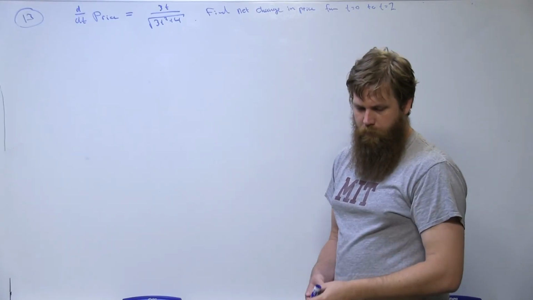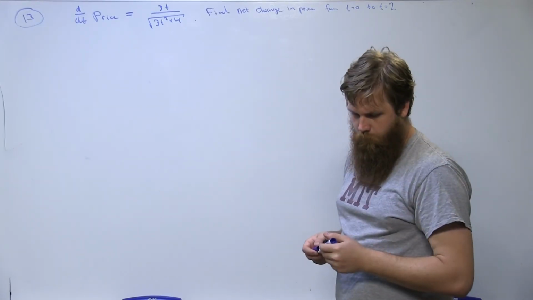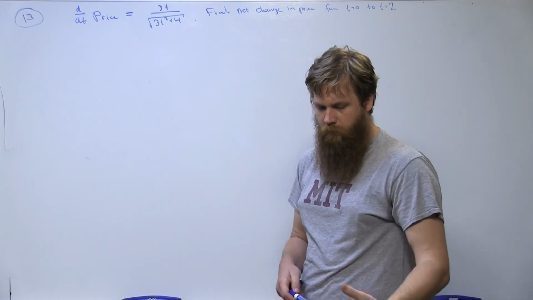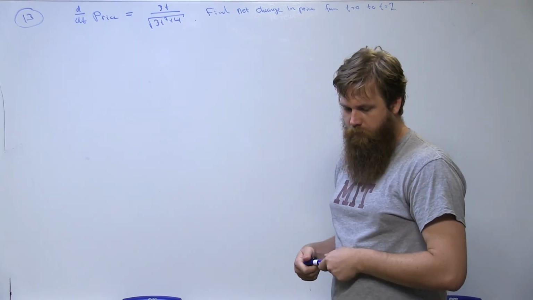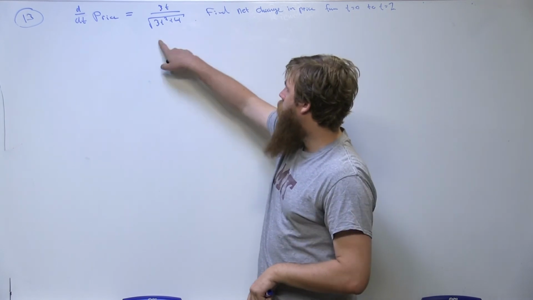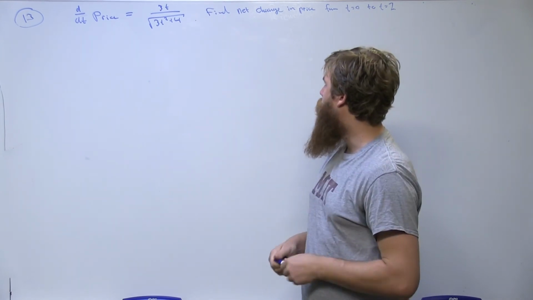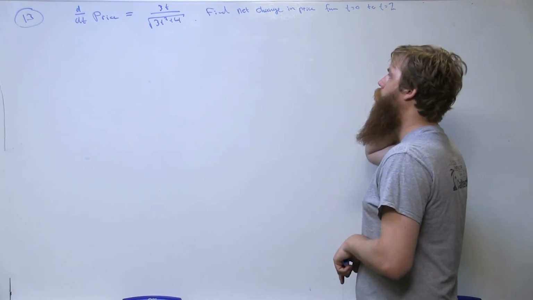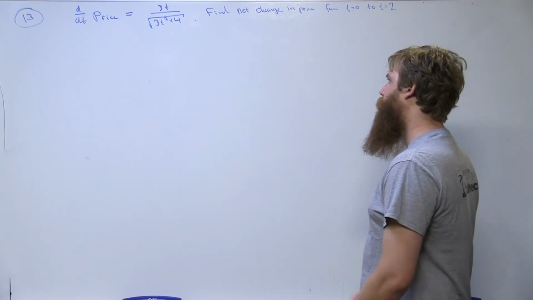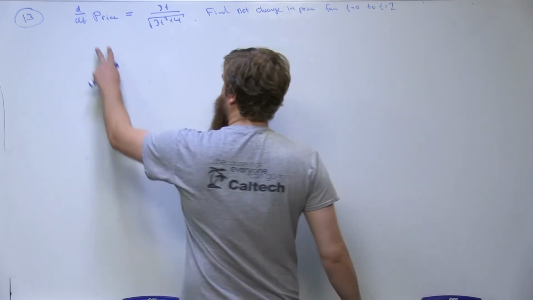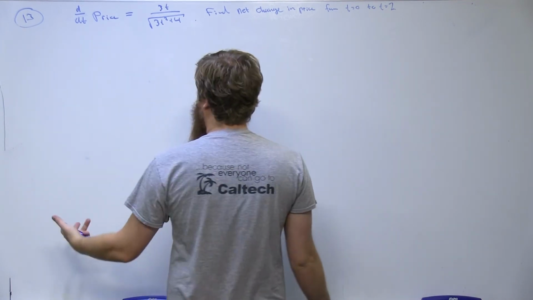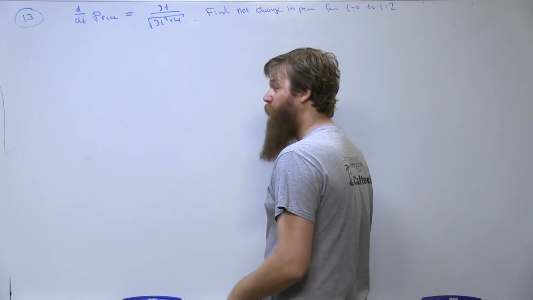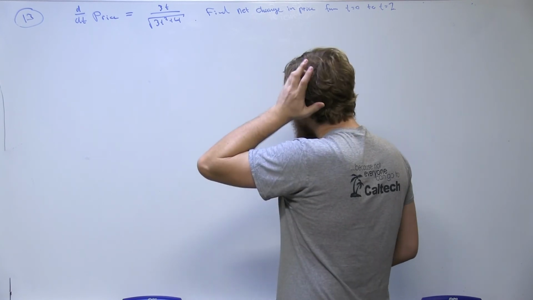Okay, this next problem is a word problem. I've only written down the crucial information on the board, but it tells us that the price of a particular model of Toyota is increasing at the rate 3t over the square root of 3t squared plus 4. And they ask us to find the net change in the price from t equals 0 to t equals 2. Again, they told us that this is the rate of change of the price, so I've expressed that as d/dt of the price or price prime. I didn't want to confuse it with the notations we have with little p's elsewhere.